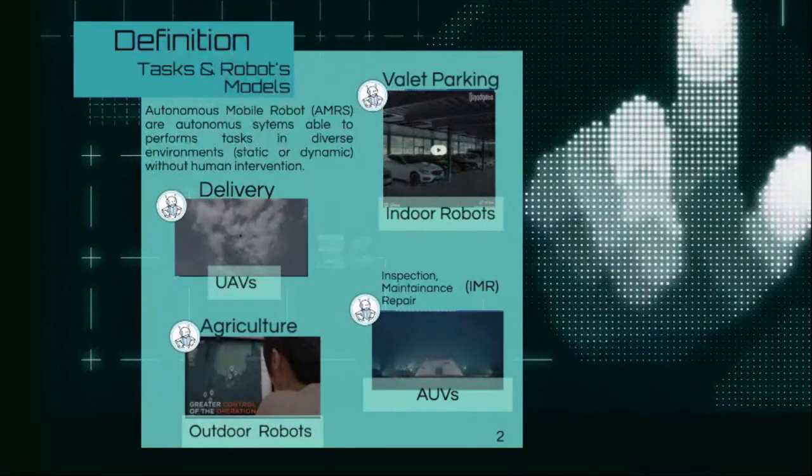So what are autonomous mobile robots? Well, they are systems capable of performing tasks in diverse environments, as you can see, and can be static or dynamic environments, but without any human intervention. This is the definition of autonomous mobile robots. And in this slide, we can see different applications, environments, and types of robots we have.